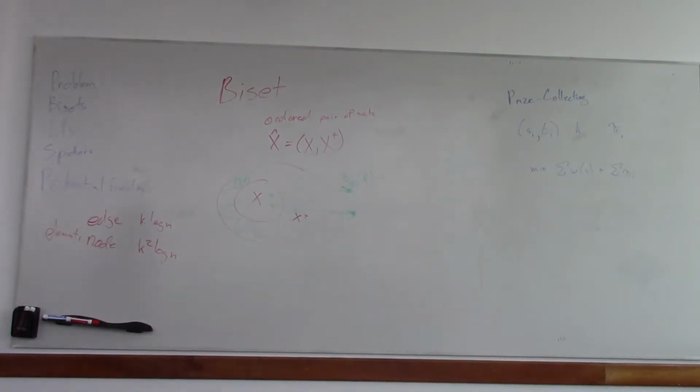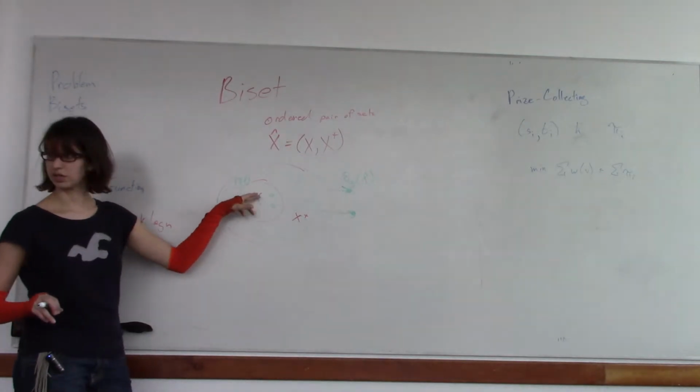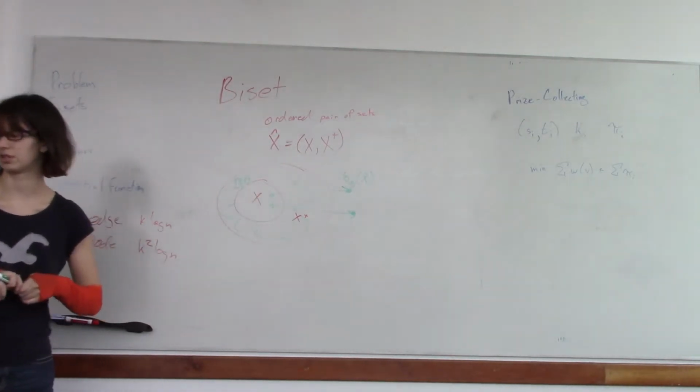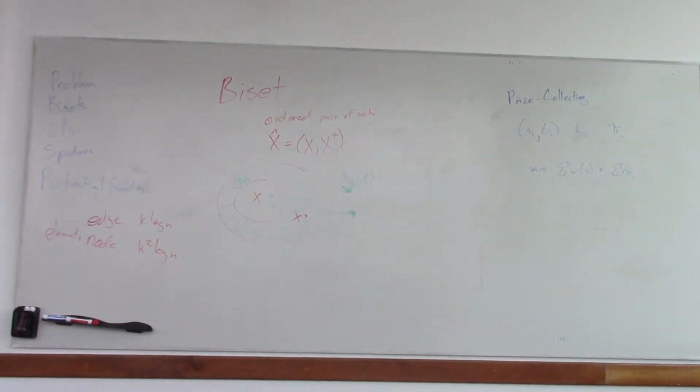Now these are useful because these will help us with our augmentation problem. We'll have a family of these, so that if we cross, these edges are called crossing edges. The delta of x hats are the crossing edges. If we cross every biset in our family, then we'll be able to augment and satisfy a given constraint.